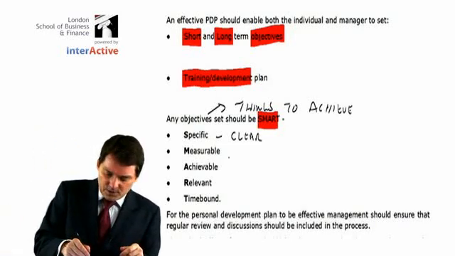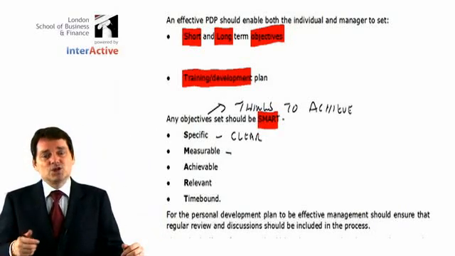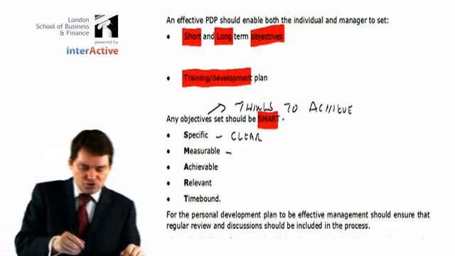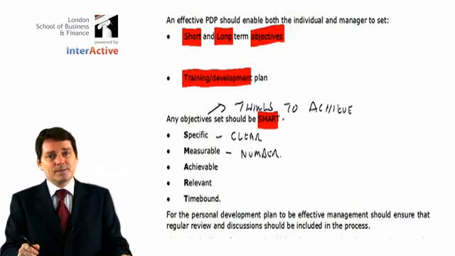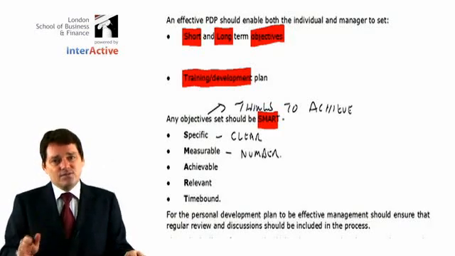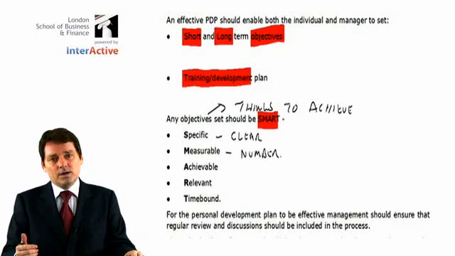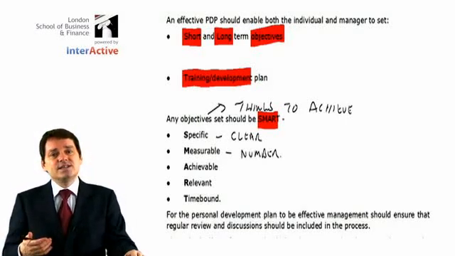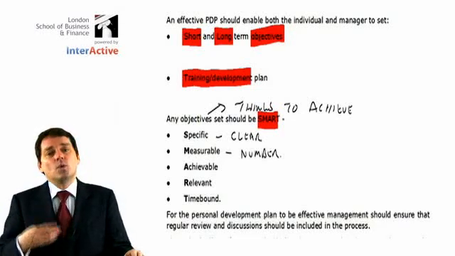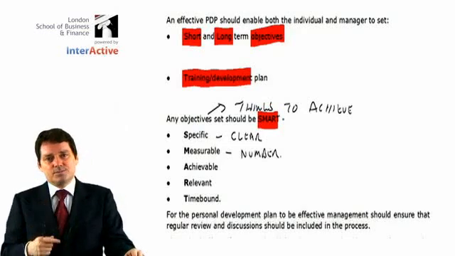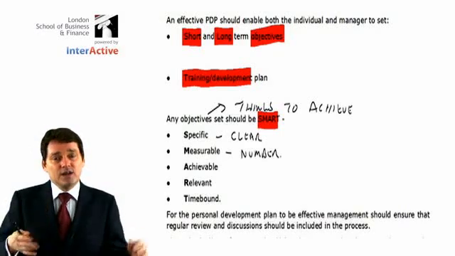The second thing that we have there is that the objectives should be measurable. So, in other words, we ought to be able to turn them into some kind of number. Now, that is very, very important. If you can turn something into a number, it means that it's much easier to say, have you achieved your objective or not? So, you will see numerical objectives in paper F2.